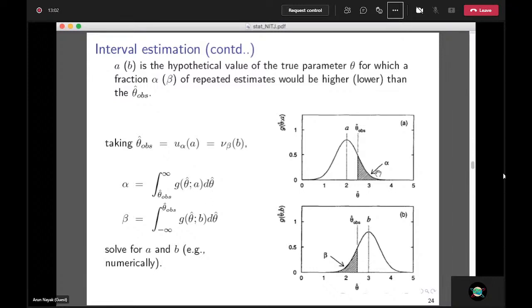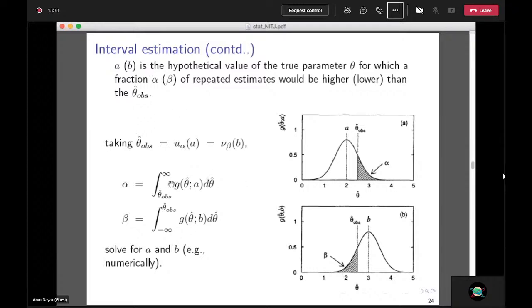So from here, this you can write again like 1 minus the integration from minus infinity to theta observed of g of theta hat. So that will be integrating from here up to this. Okay. So 1 minus this, and this integration is nothing but the cumulative distribution of this PDF. So one can invert that cumulative distribution to get the value of A.